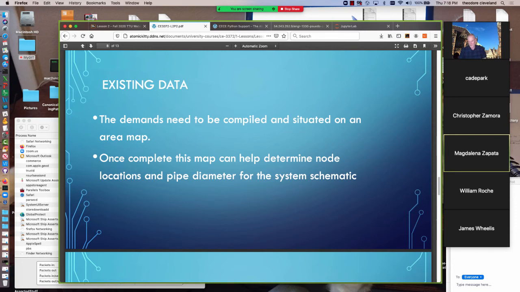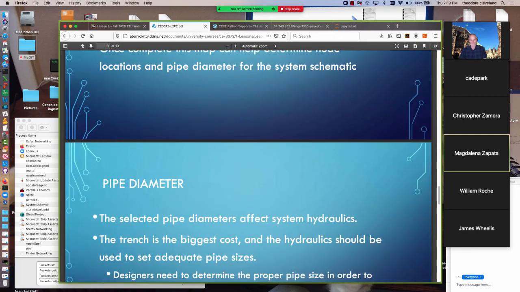Now, in that particular map, it was fairly complex. We couldn't see the demands, but if we used the mouse and selected a node, it's in the model database that was in that program. Once completed, that map helps determine nodal locations and pipe diameters and draw the system schematic.